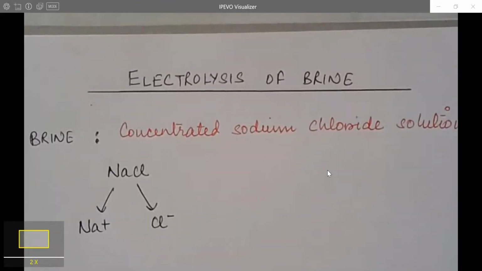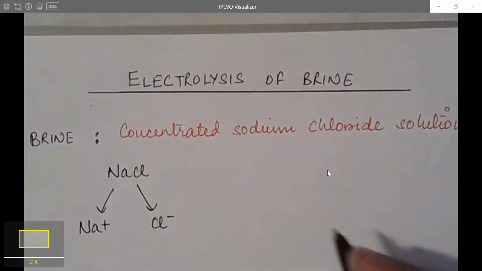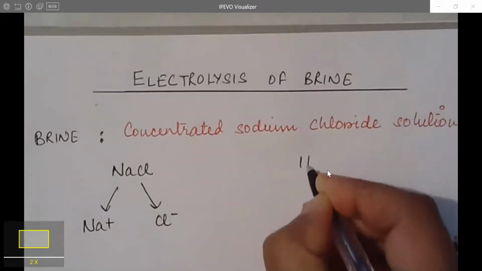Whereas chlorine is in group 7 and it reacts by gaining an electron. Hence, when it forms an ion, it does so by gaining an electron, and therefore the charge on its ion is -1. Now, we said that brine is a solution, and therefore it not only has sodium chloride, it also has water.